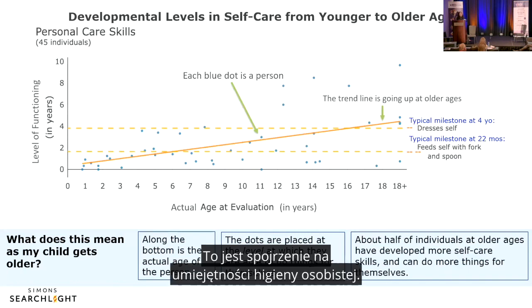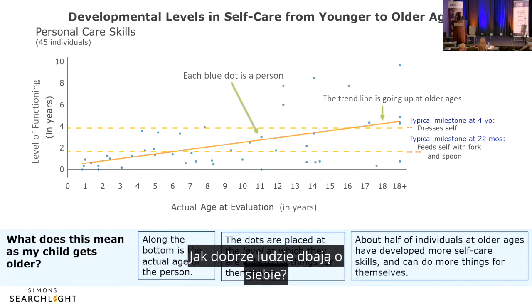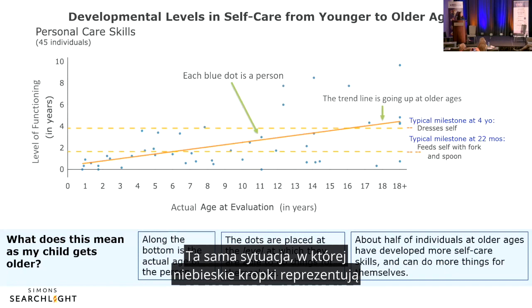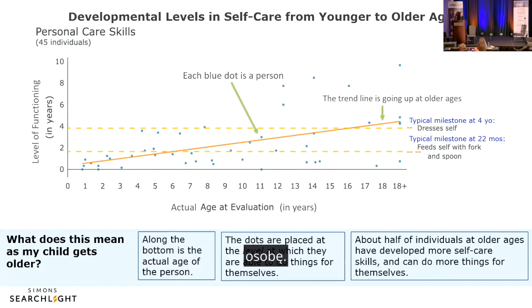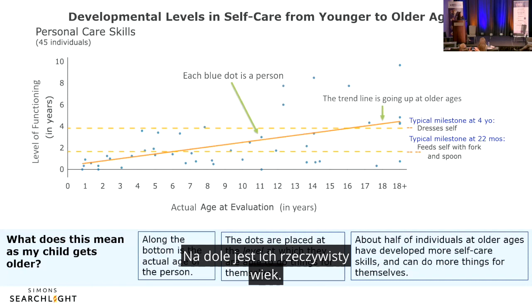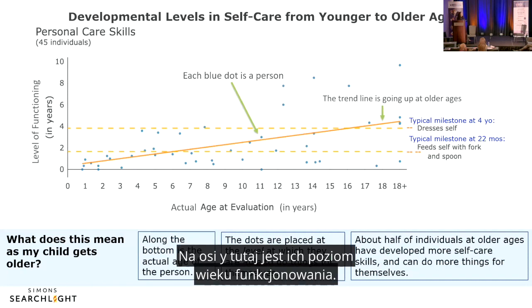This is looking at personal care skills. So how well do individuals take care of themselves? Same situation where the blue dots each represent a person. On the bottom is their actual age. On the y-axis up here is their level of functioning age.